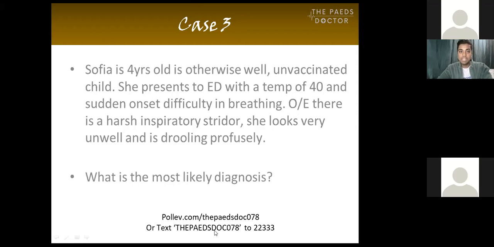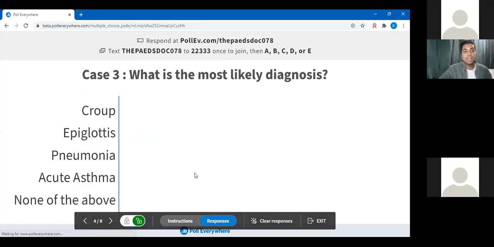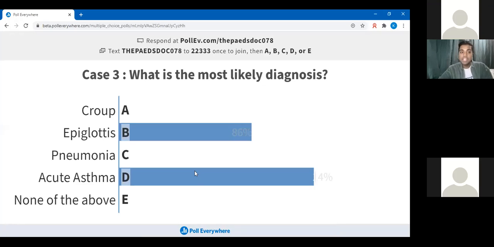There will be some differentials that you need to consider, but what's the most likely diagnosis? So is it croup, epiglottitis, pneumonia? Someone chose acute asthma, it's gone now, it's gone to epiglottitis. But we'll discuss why this is epiglottitis.